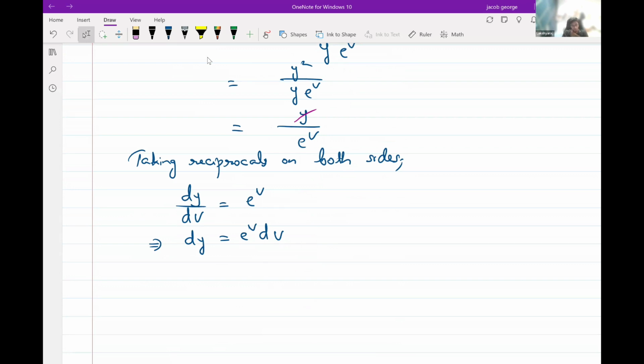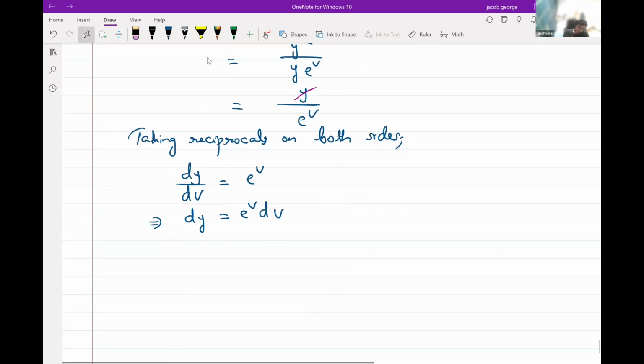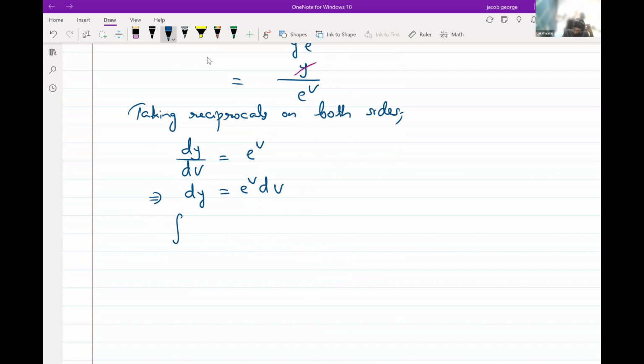Then doing integrals on both sides. Integral dy is equal to, because this is variable separable form, integral e raised to v dv. This is variable separable form. So we do the integrals on both sides. Any doubt? No. We just rearrange. That's it.